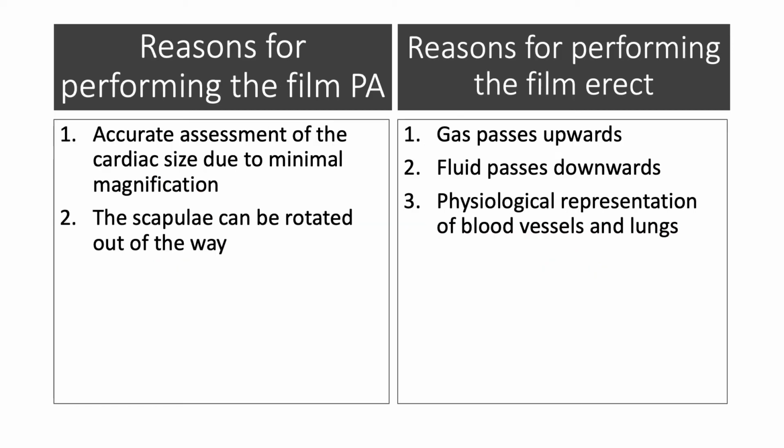X-rays are done in PA view to ensure accurate assessment of the cardiac size due to minimal magnification, and so that the scapulae may be rotated out of the way. They are done erect because gas passes upwards and fluid passes downwards. It also provides a physiological representation of blood vessels and lungs.